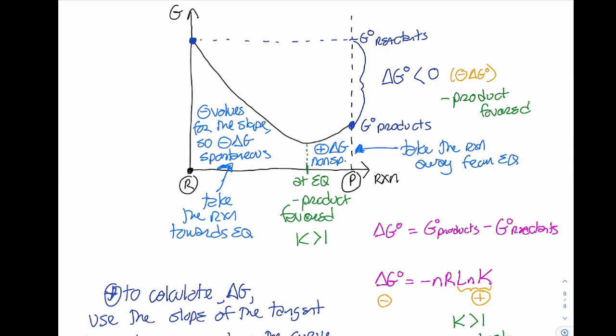So remember, a spontaneous reaction always takes us towards equilibrium, right? Again, if I was to make a tangent line at any point on the curve here, before I get to that low point, it's going to have a negative slope, negative values for delta G, spontaneous. After our equilibrium point here, a slope to any point on the tangent line is going to have a positive slope. That's going to give me a positive free energy change. It means it's going to be non-spontaneous. It takes us away from equilibrium.